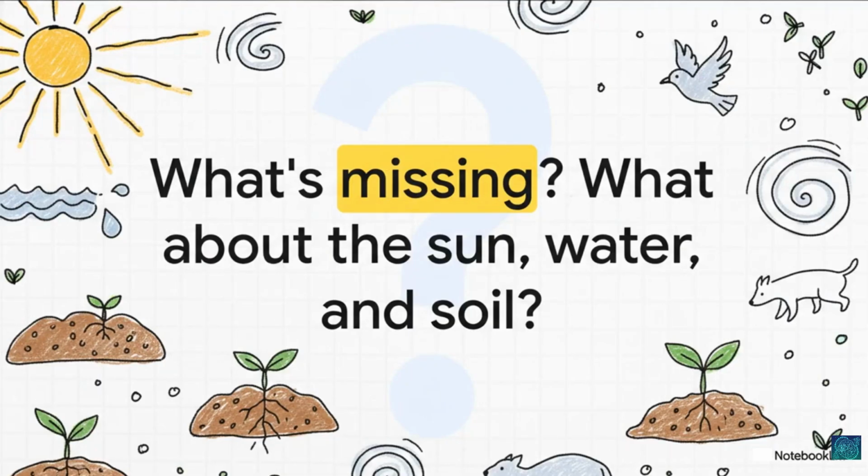Exactly. You can't just have a bunch of animals and plants floating in a void. They need sunlight for energy, they need water to drink, air to breathe, and soil for nutrients. These non-living things are the other, absolutely crucial half of the story.